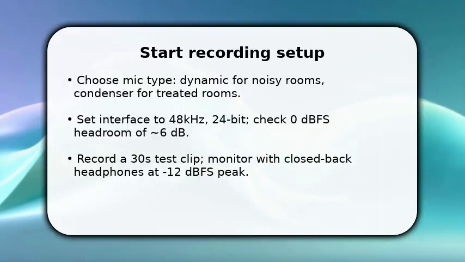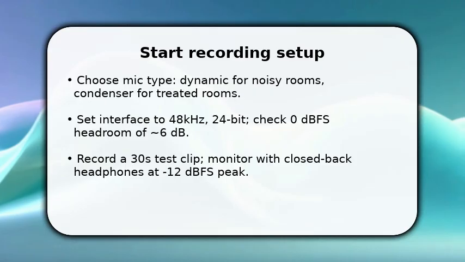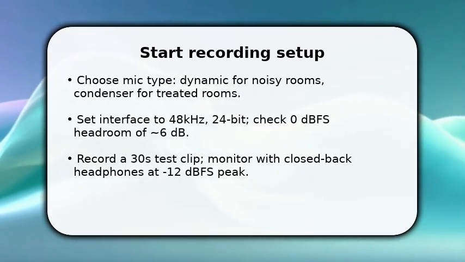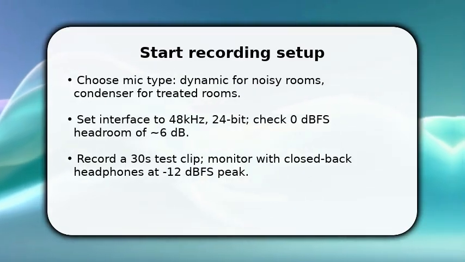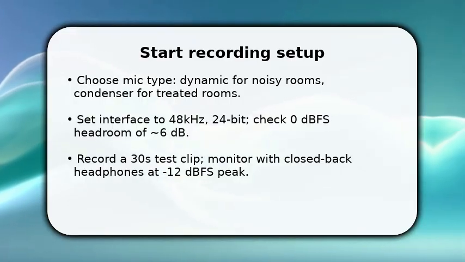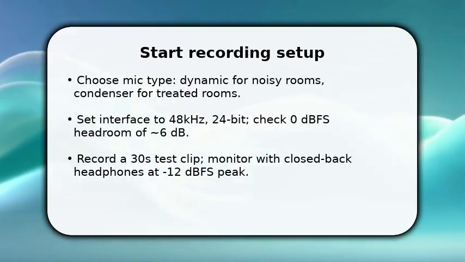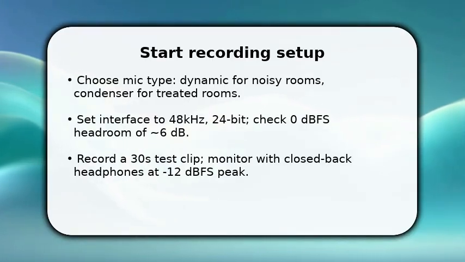You begin by locking down the essentials. Pick a mic matched to your room, then set your audio interface to 48 kHz and 24-bit so files are broadcast friendly. Once done, set preamp gain to leave about 6 dB of headroom. Do not peak at 0 dBFS.